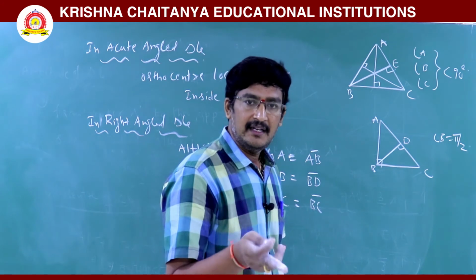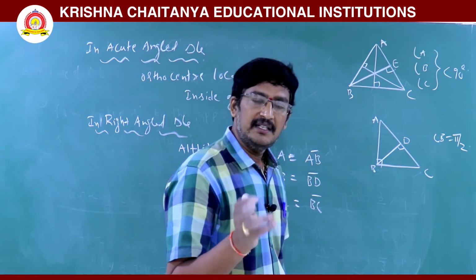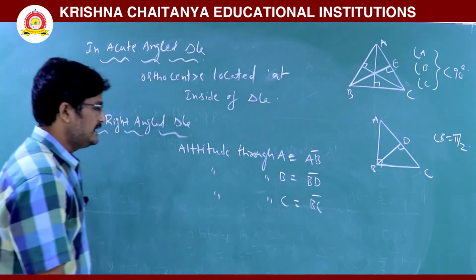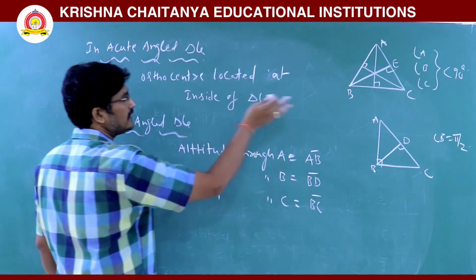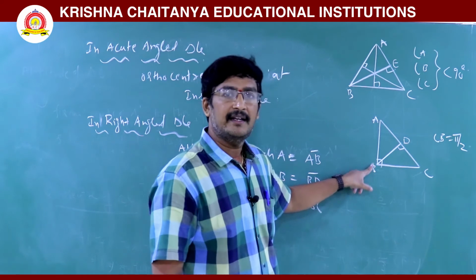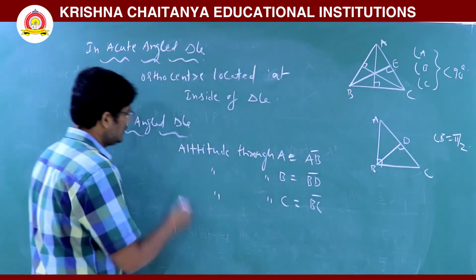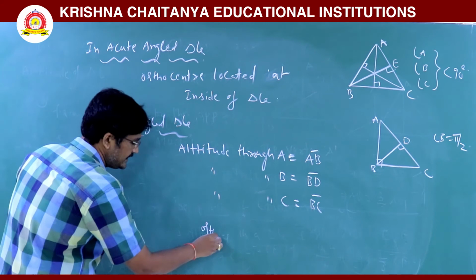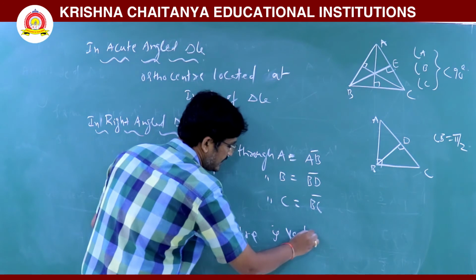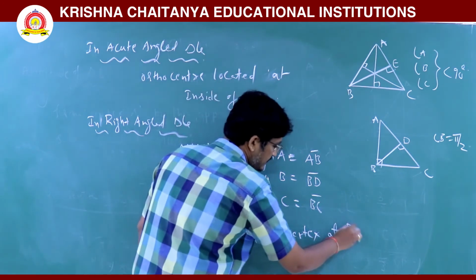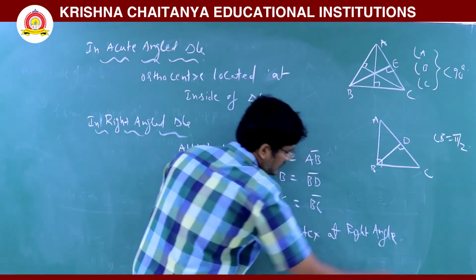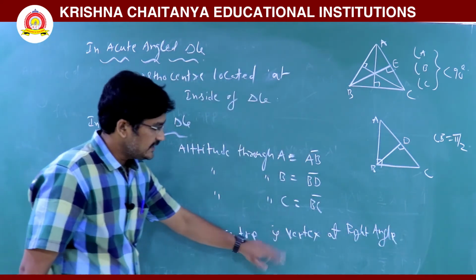So in the right angle triangle, what is the orthocenter? The orthocenter in the right angle triangle is the vertex at the right angle. Here in the acute angle triangle, the orthocenter is located inside the triangle, and in the right angle triangle, it is located at the vertex at the right angle. Just remember this also: orthocenter is the vertex at the right angle.